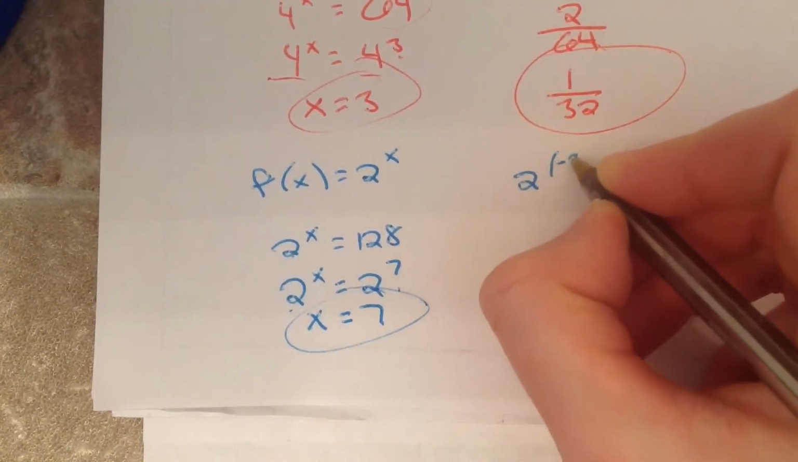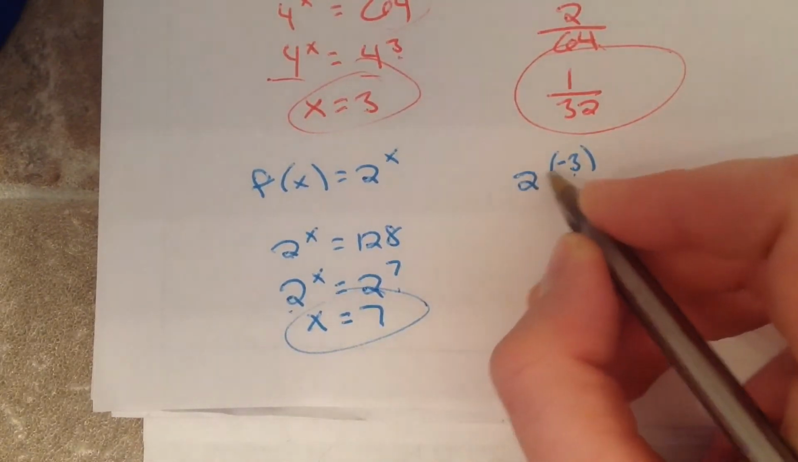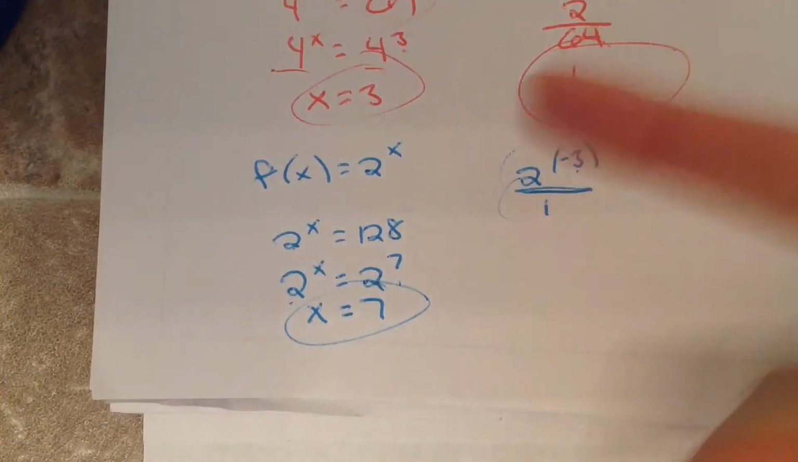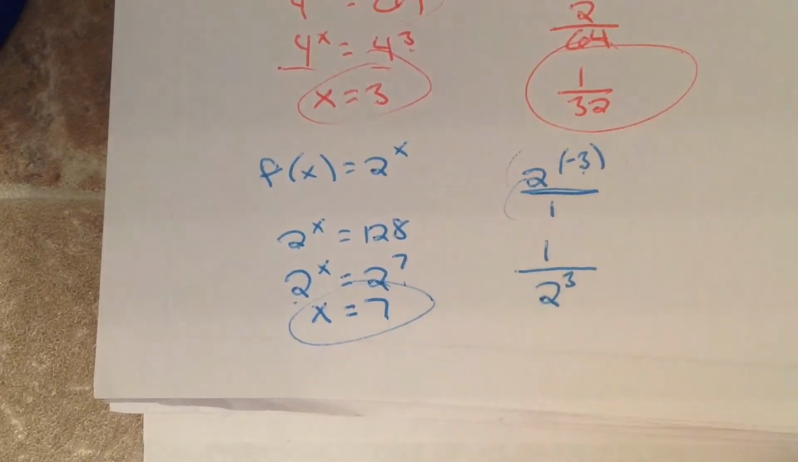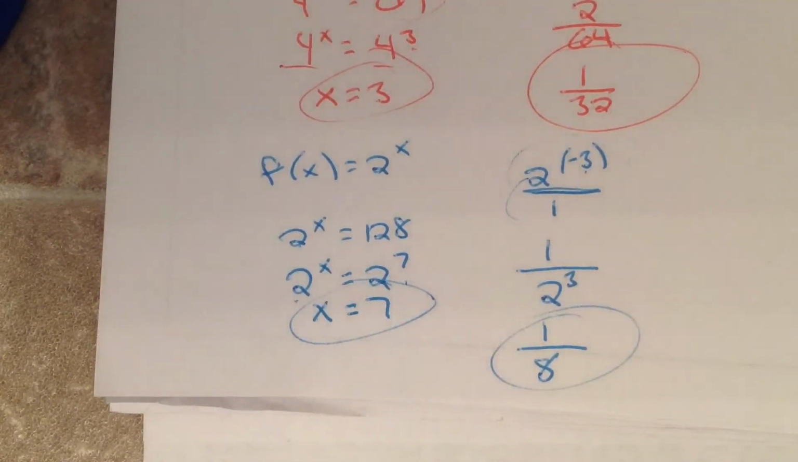Plugging in -3 for x on the other hand, to make this power positive, we take this to the denominator. You can think about this as this over 1. So to flip it to make that power positive, we'd say 1 over 2 to the third. Well, 2 to the third is 8. So that's the same thing as 1/8.